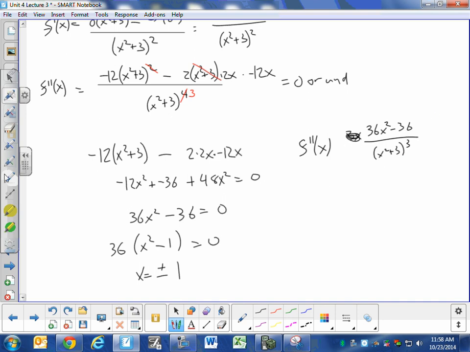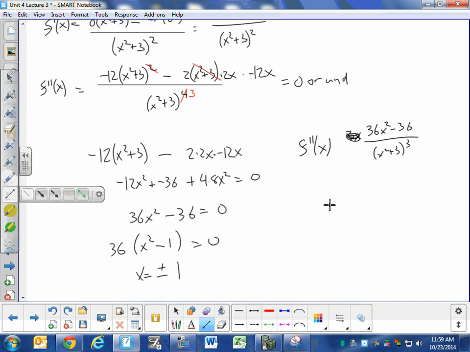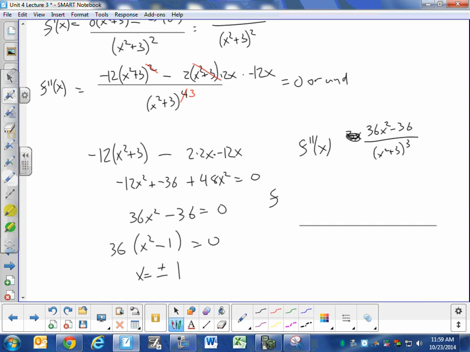So I have my possible points of inflection. I will plot them on a number line to examine the signs of f double prime. Here's -1, here's 1. I'll then plug in test points to see what the signs of f double prime will be. So let's take a value like 2. 2 squared times 36 will be bigger than 36, so this will be positive. 2 squared plus 3 cubed, that'll be positive. Positive over positive, this is a positive.